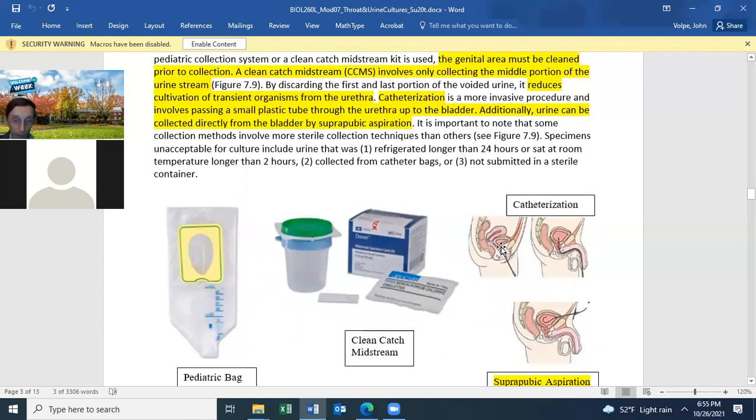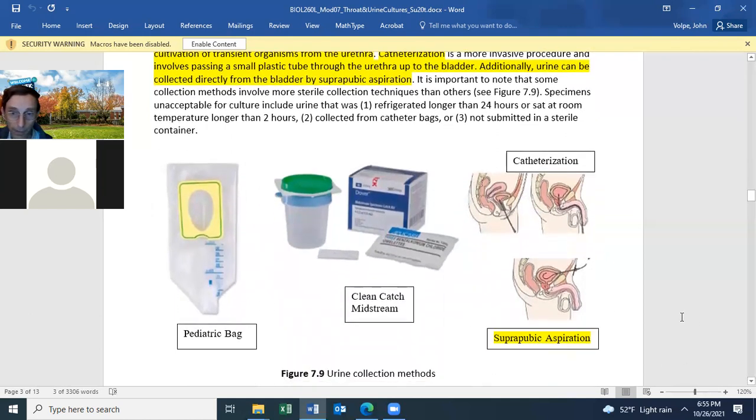And then the 3rd way of getting a urine specimen is suprapubic aspiration, where they literally poke a needle into the bladder and then sample the urine from the bladder directly. This suprapubic aspiration is a very clean way of getting the urine, and you're unlikely to contaminate the urine with any bacteria if you do it that way.